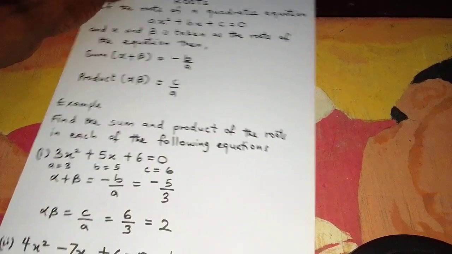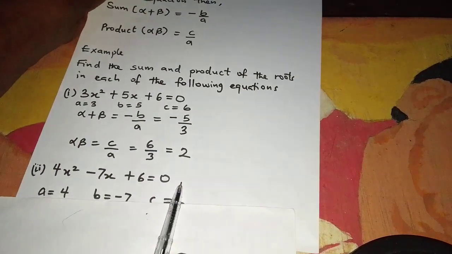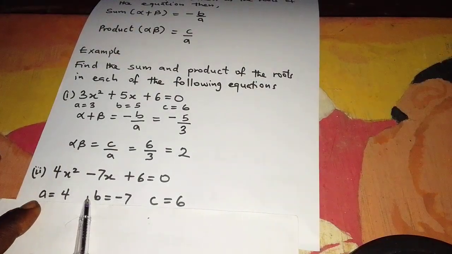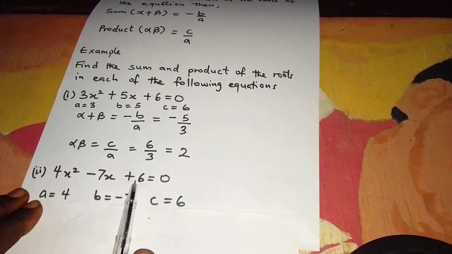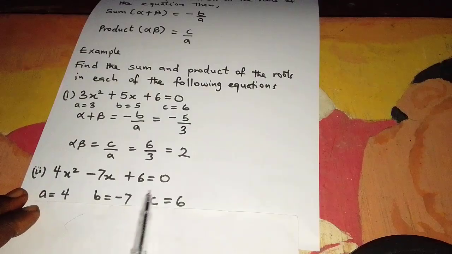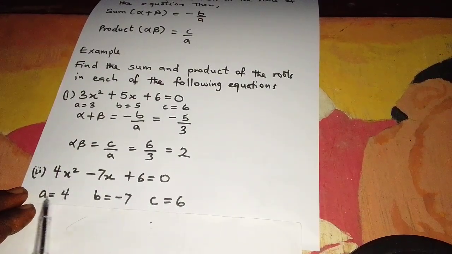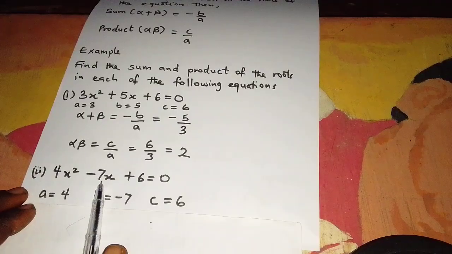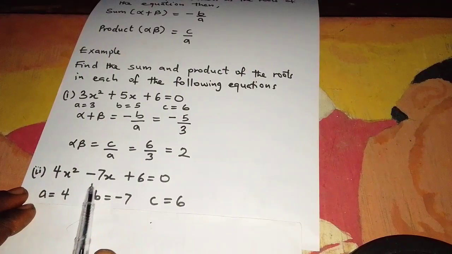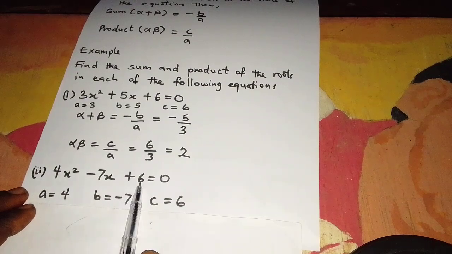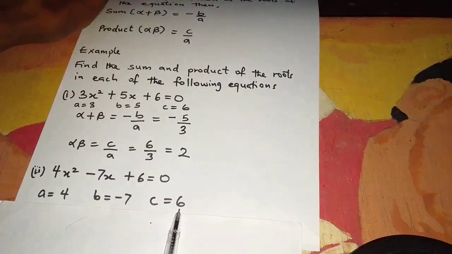Now let's do another example. You have 4x squared minus 7x plus 6 equals 0. So the coefficient of x squared is a, which is 4. The coefficient of x is b, which is minus 7, while the constant is c, which is 6. So you are going to substitute into the formula for the sum and product.